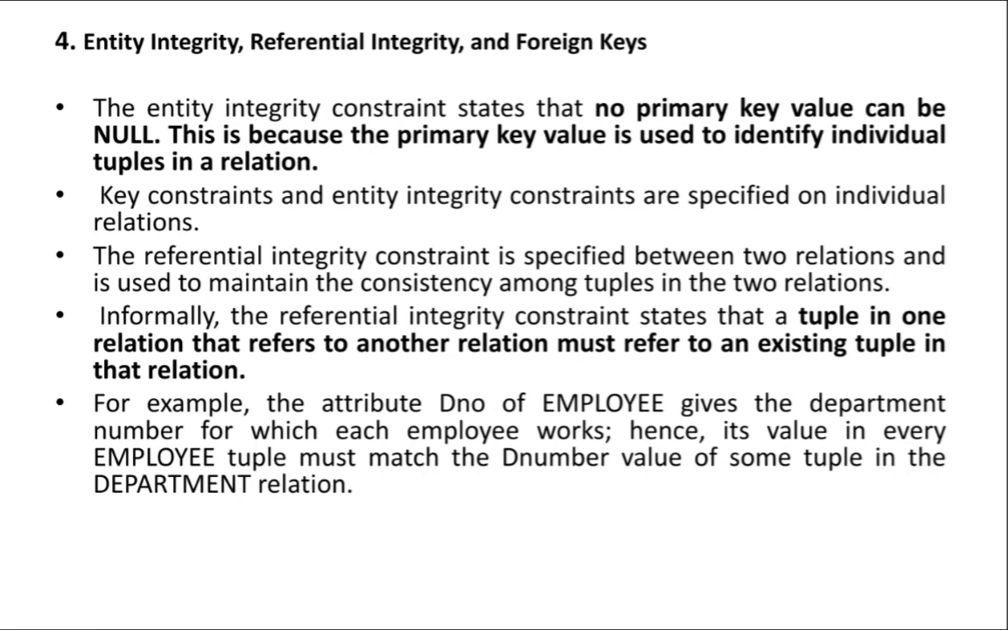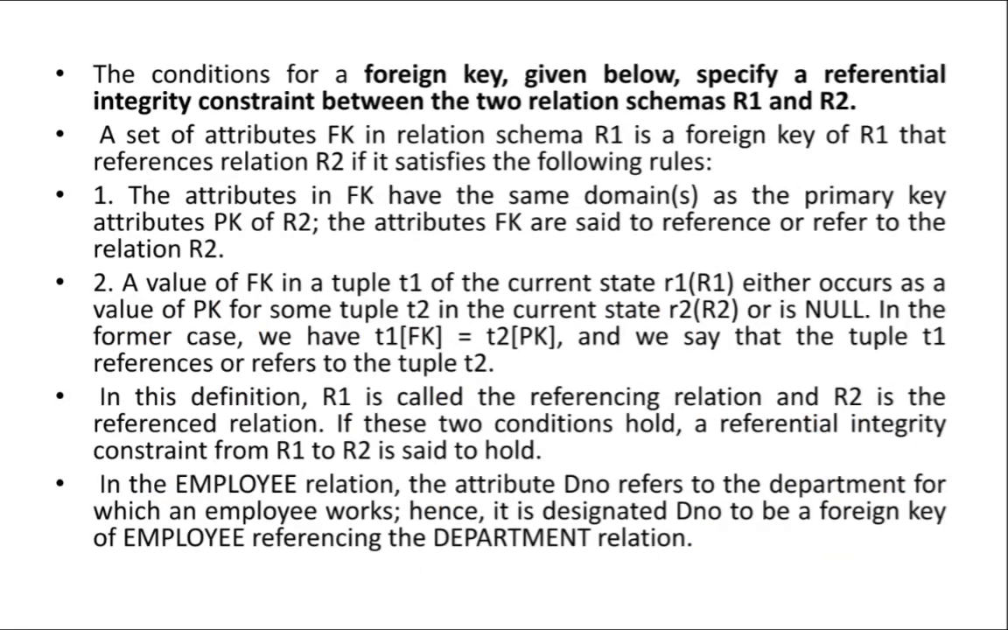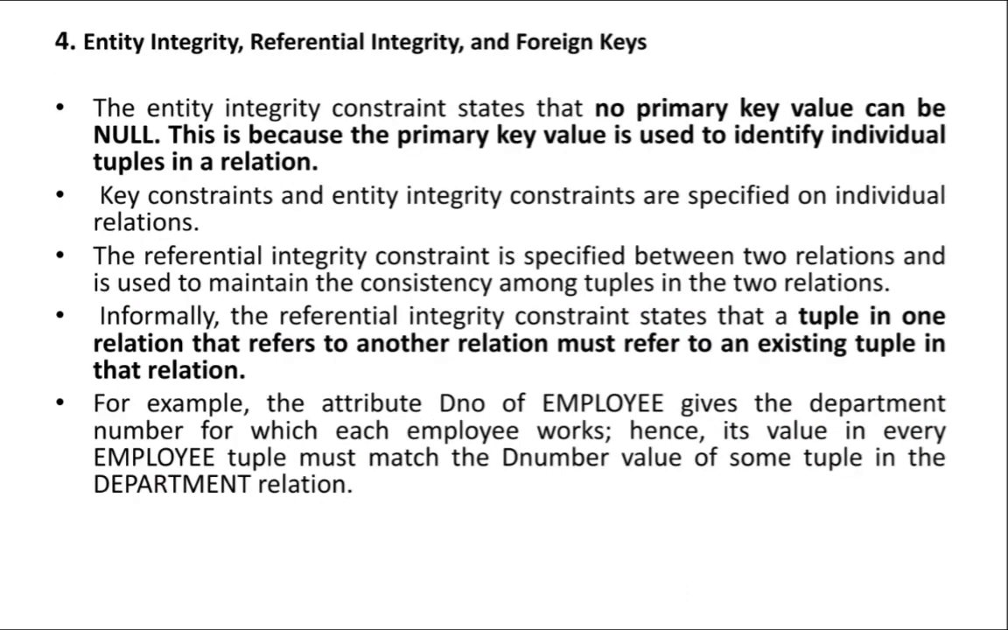Entity integrity constraint is very simple. No primary key value can be null. This is because the primary key value is used to identify individual tuples in a relation. You can see here in the department table, department number is the primary key. According to this, the primary key should not be null and should be different for each record. Whatever record you take here, the department number values are different, and no values of the primary key are empty. So that is the entity integrity constraint.